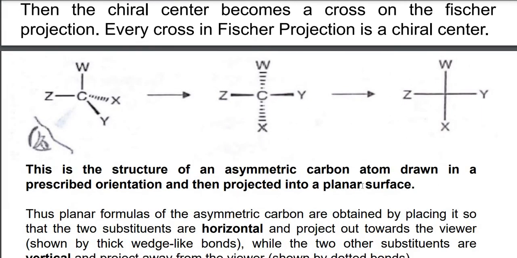So look at here, we are writing here, but how this one is converted into this form. So here these two are normal, then you convert W and X in a different way, and this is your W, X and Z and Y. And this is the structure of an asymmetric carbon atom drawn in a prescribed orientation and then projected onto a planar surface.